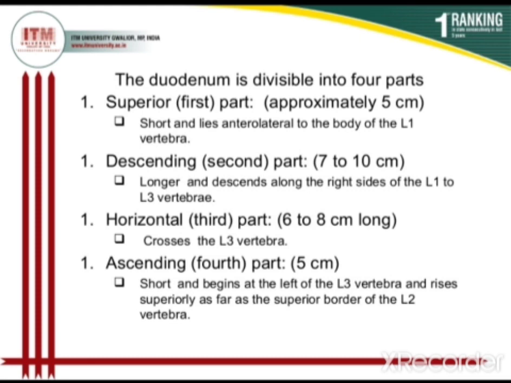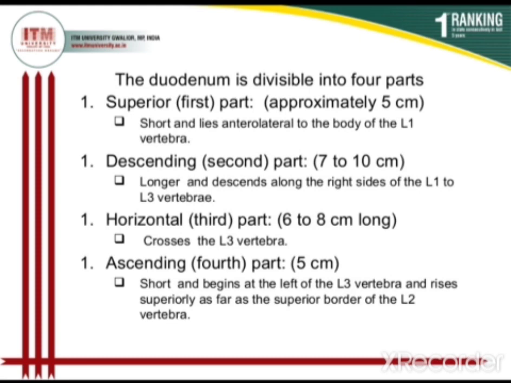The duodenum is divisible into four parts. There are three parts of the small intestine, which we have already done: the duodenum, jejunum, and the ileum. So the small intestine is formed by the duodenum, jejunum, and the ileum. Okay, and then there are the different parts of the large intestine.